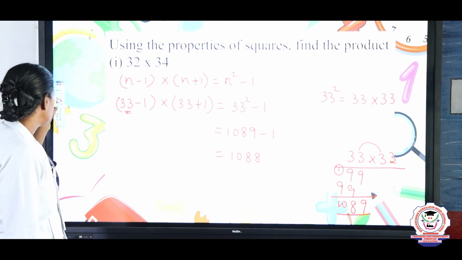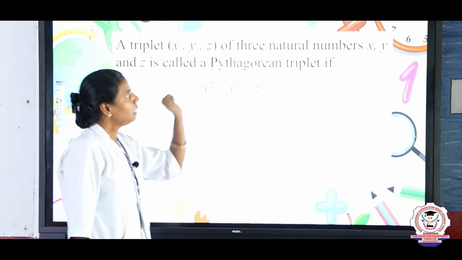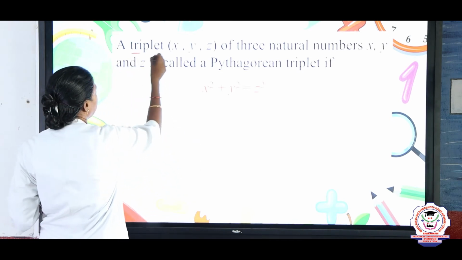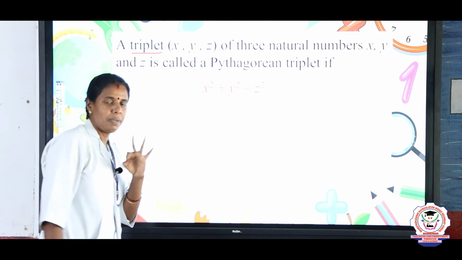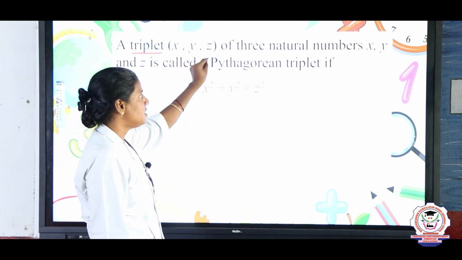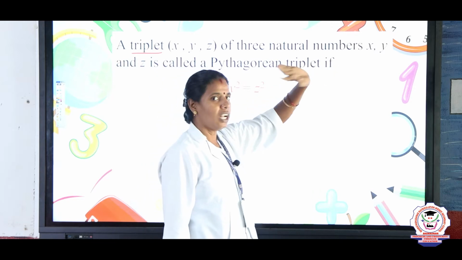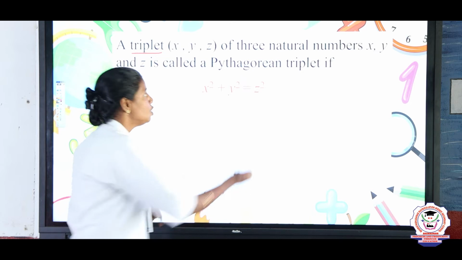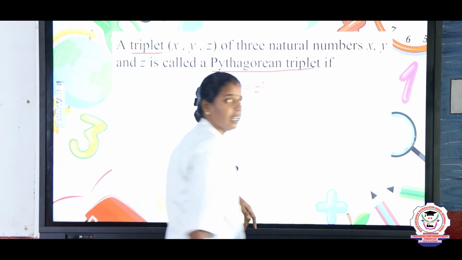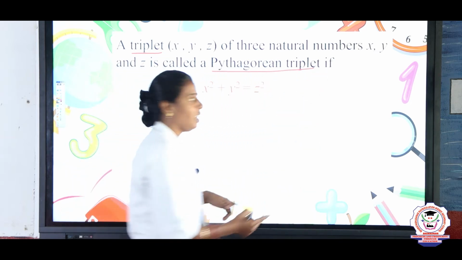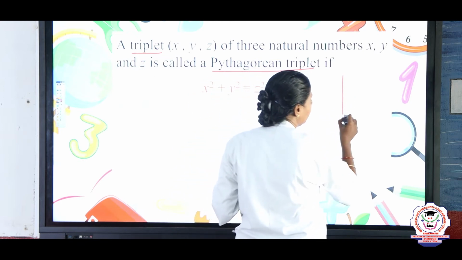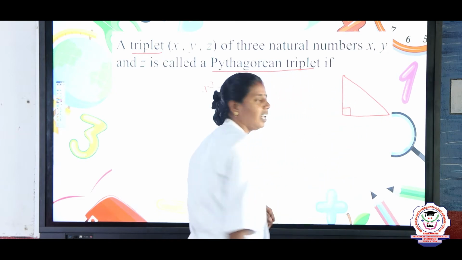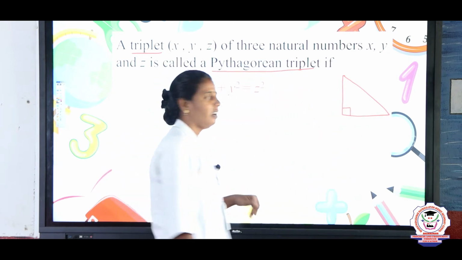The next property is the triplet. What is the meaning of triplet? Triplet is nothing but 3 numbers. Trip means 3, which is x, y and z. 3 natural numbers x, y and z are called a Pythagorean triplet. So what is a Pythagorean triplet? The Pythagoras theorem uses a right angle triangle. Right angle triangle means it has a 90 degree angle in the triangle.